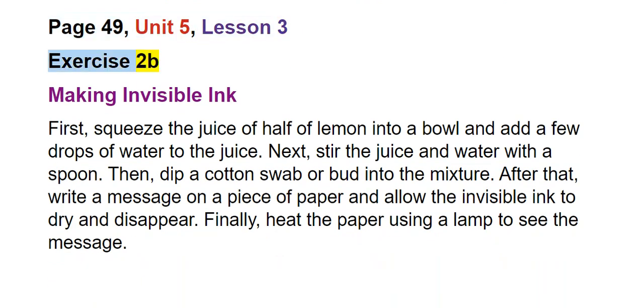Page 49, Unit 5, Lesson 3. Exercise 2B. Making invisible ink. First, squeeze the juice of half of lemon into a bowl and add a few drops of water to the juice. Next, stir the juice and water with a spoon. Then, dip a cotton swab or bud into the mixture. After that, write a message on a piece of paper and allow the invisible ink to dry and disappear. Finally, heat the paper using a lamp to see the message.